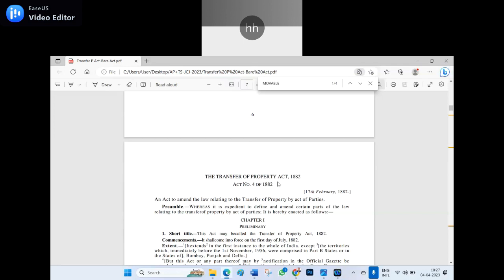By looking at it now, or even without looking at it, you should be in a position to say, like 53A, part performance. So in that manner, without looking into it, it should be on the tip of your tongue.